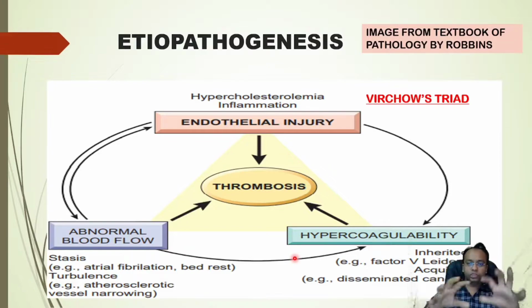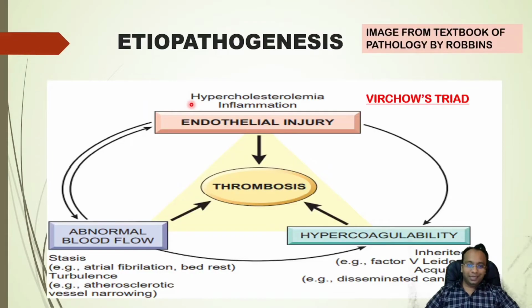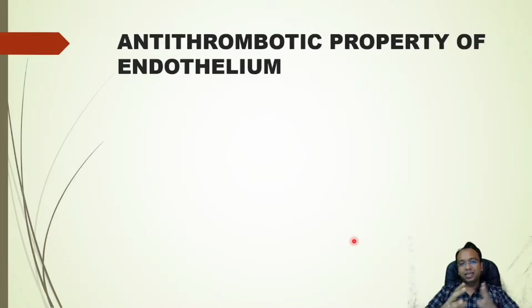Among that, the most important cause is endothelial injury. And these three etiologies for the development of thrombosis are known by the name Virchow's triad, right? It's a most important MCQ. All right. So first of all, before we understand each of these factors one by one, you need to understand the basic property of endothelium.